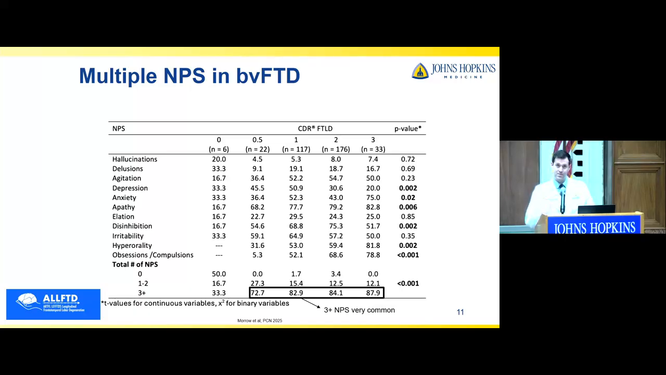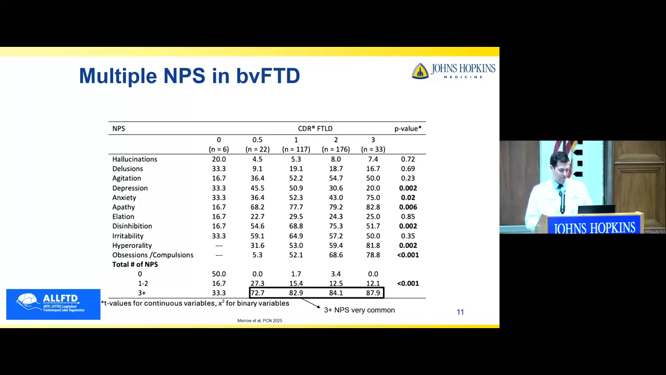The first thing, this is a similar list of symptoms to what I just showed, but what we're looking at is their prevalence across the disease course. You can see up in the top here, the CDR plus NACC FTLD is a marker of disease severity. 0 is no dementia, 3 is severe dementia, and 0.5, 1, and 2 are in between. There are some interesting patterns that occur over time. The ones that are highlighted here have statistically significant differences across disease severity. You see depression, interestingly, peaks in early disease and then tapers off, whereas symptoms like hyperorality or obsessions and compulsions increase to being present in 80% or more of patients in advanced disease.